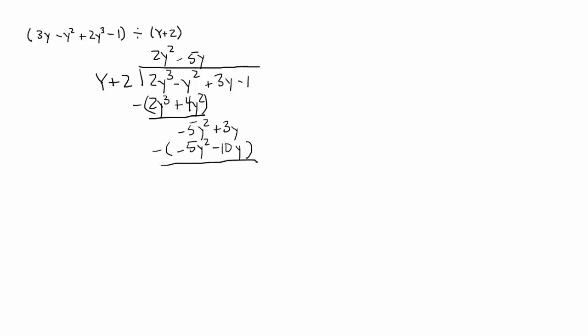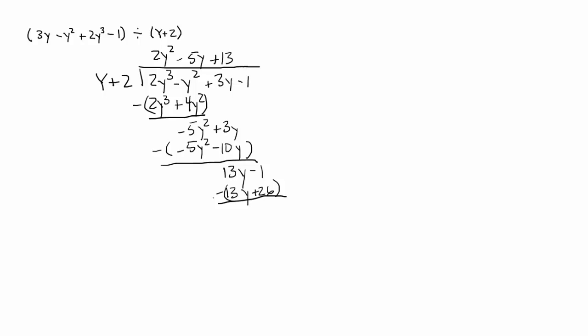So we have negative 5y squared minus a negative 5y squared is 0. 3y minus a negative 10y is 13y. And now I'm going to carry down my negative 1. And then I have plus 13. 13 times y is 13y. 13 times 2 is 26. So now we subtract it.